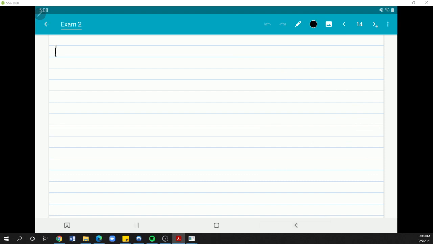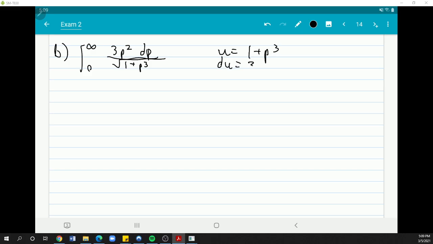So now let's go to B. This is the integral from 0 to infinity of 3p squared dp over the square root of 1 plus p cubed. So how do I do an integral like this? Again, don't default to trig substitution too quickly, because we can instead let u be 1 plus p cubed, in which case du is 3p squared.